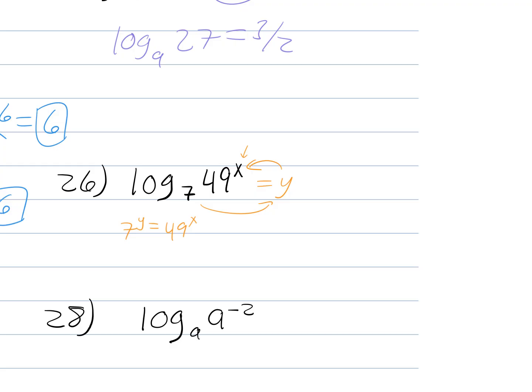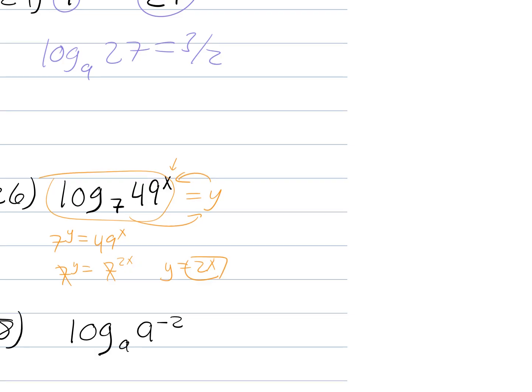And then I want to see what I can change 49 to so that it has a base of 7. And it's 7 to the y equals 7 to the 2x. And then you can cancel out, and then you get y equals 2x. That means this logarithm is going to become 2x. All right. If you didn't do that, you would have changed 49 to the x to be 7 to the 2x right away, and then you can just cancel out your bases, and you're just left with 2 to the x. All right.